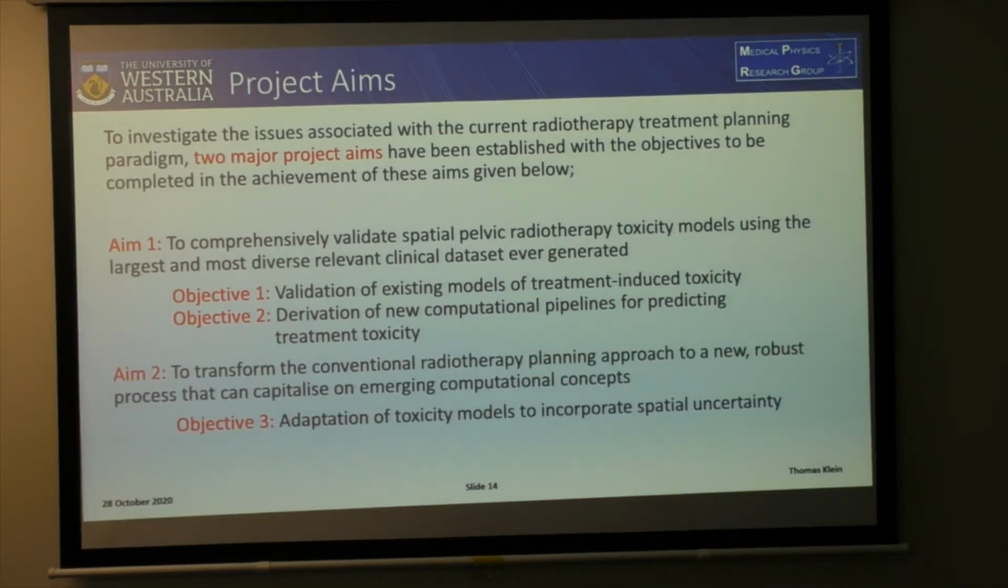Aim 2 is to transform the conventional radiotherapy planning approach to a new robust process that can capitalize on emerging computational techniques. And the only objective under this aim I'll complete is the adaptation of toxicity models to incorporate spatial uncertainty. Further research will involve the development of a voxel level framework and the evaluation of how these models actually perform in the treatment planning system, but this is most likely as far as I'll get in this PhD.